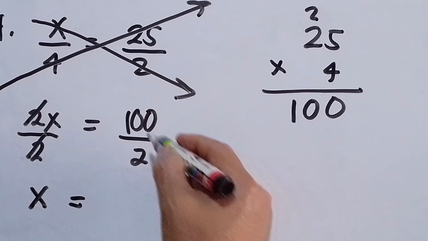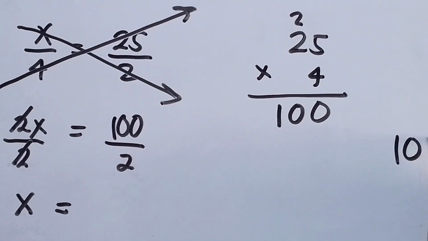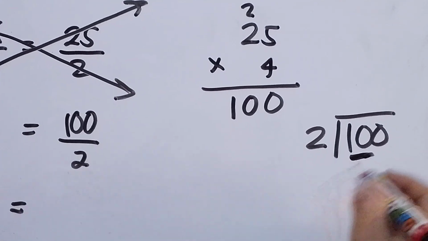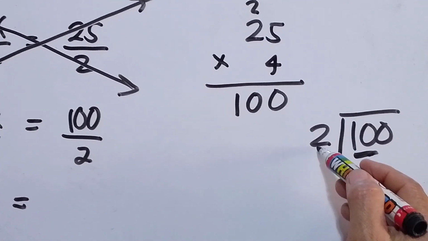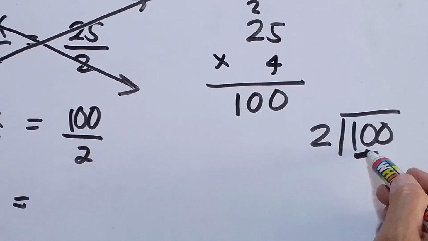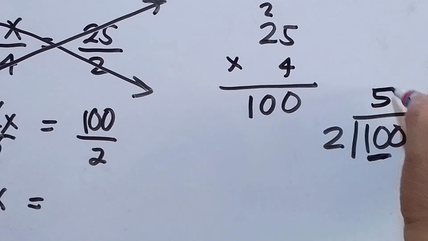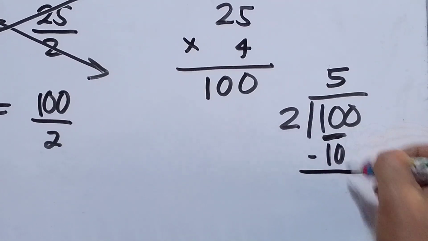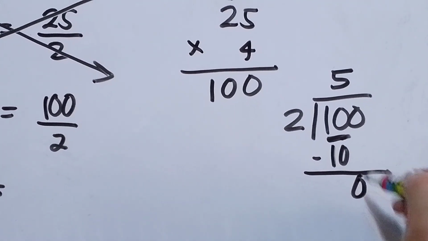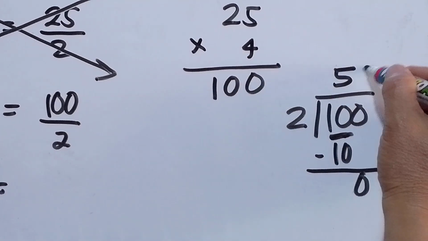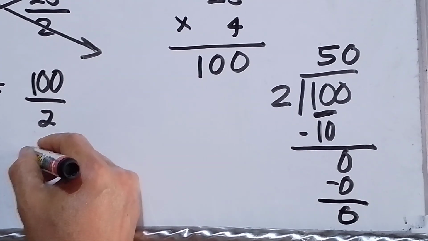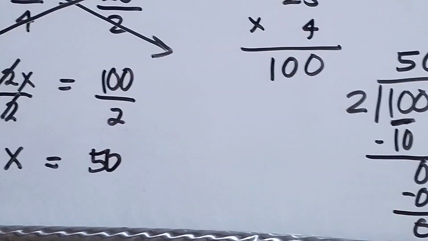What is 100 divided by 2? So I need 10 divided by 2. How many 2 do I have in 10? So this will be 5. 5 times 2 is 10. Take away. This will be 0. Bring down 0. How many 2 are there in 0? This is 0. Multiply. This will be 0. Take away 0. So I have 50 for number 4.